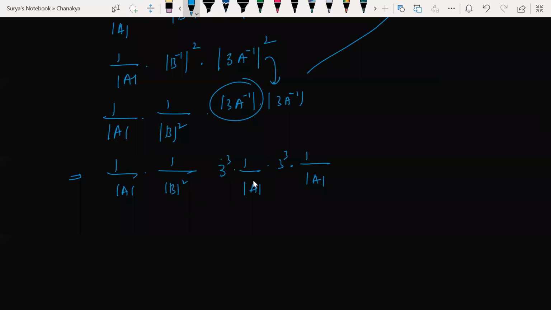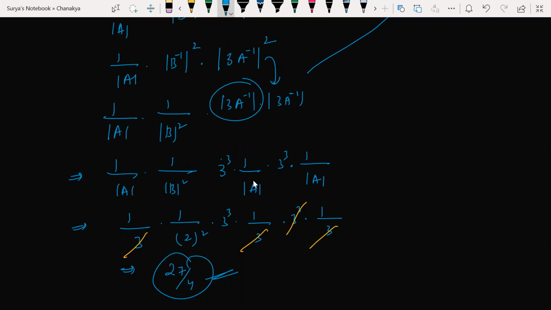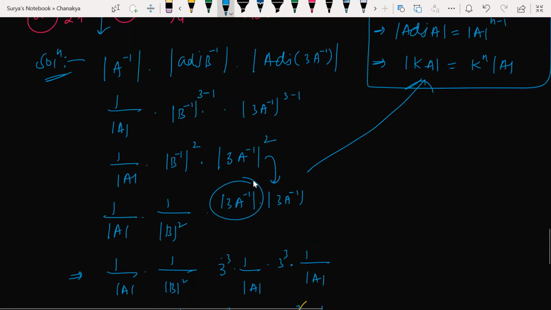So 1 by determinant of A is given to you, 3 into determinant of B is given as 2. So 2 square into 3 cube into 1 by 3 into 3 cube into 1 by 3. Now look at this here. So here 1 time, 2 times, 3 times. So 3 times, 3 times, you get cancel now. So what are you left with now? 3 cube is what? 27 by 4. This is my answer. 27 by 4 is the answer, which is option B is correct.